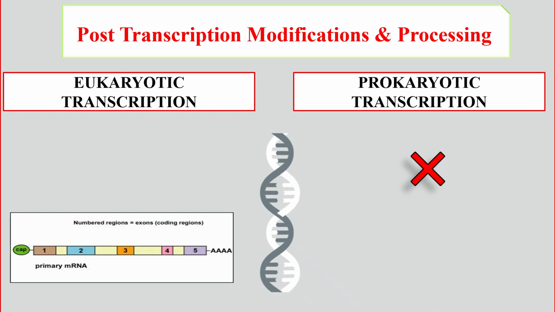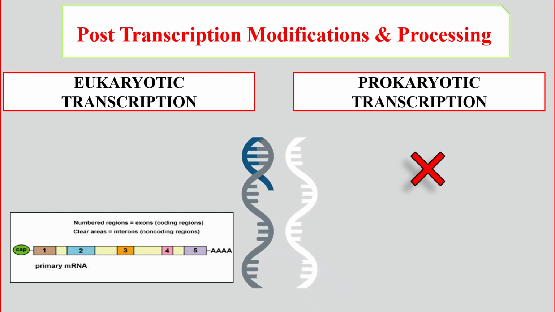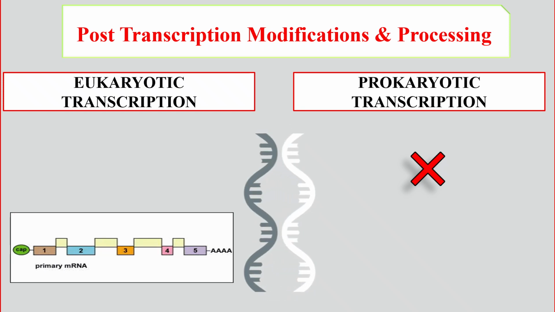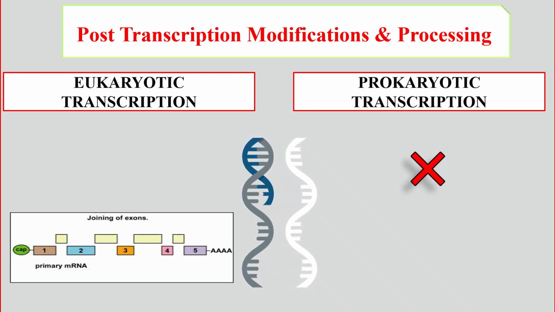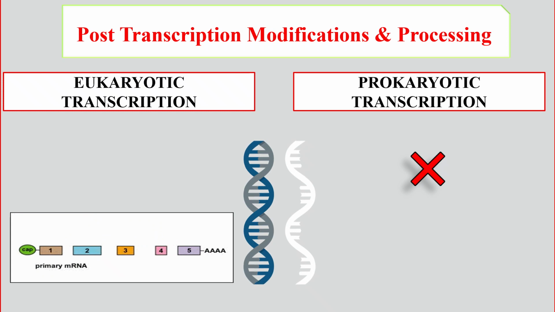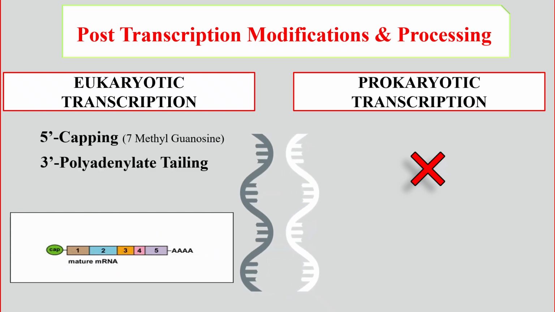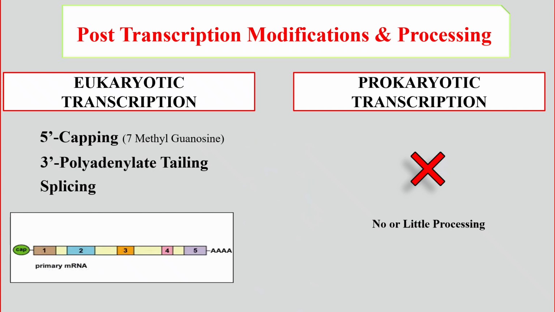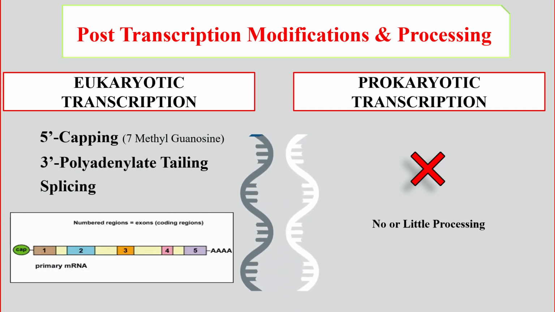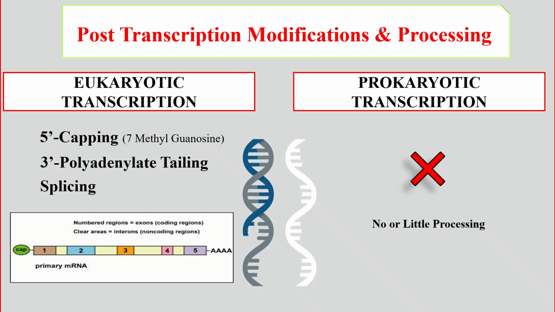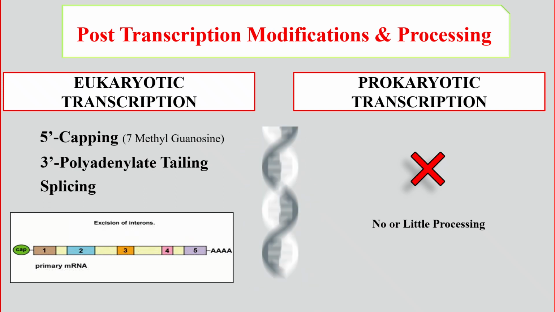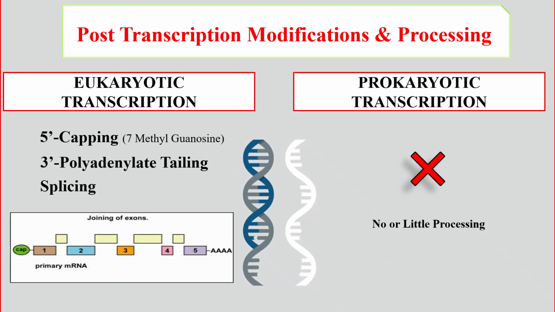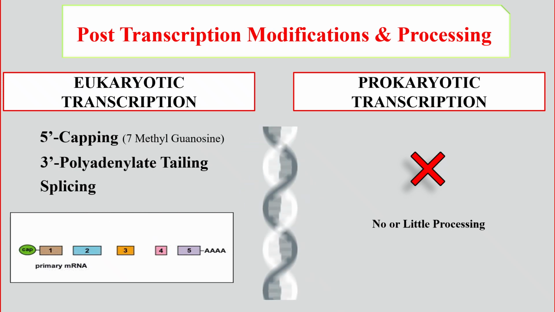When the RNA transcript is released along with the RNA polymerase, there is a difference in prokaryotes and eukaryotes. In prokaryotes, as the transcription takes place in the cytoplasm, there may be no processing or little processing. The RNA is synthesized in the cytoplasm, and simultaneously at the same time the translation also occurs. So that's why no processing is required, or maybe little processing is required.